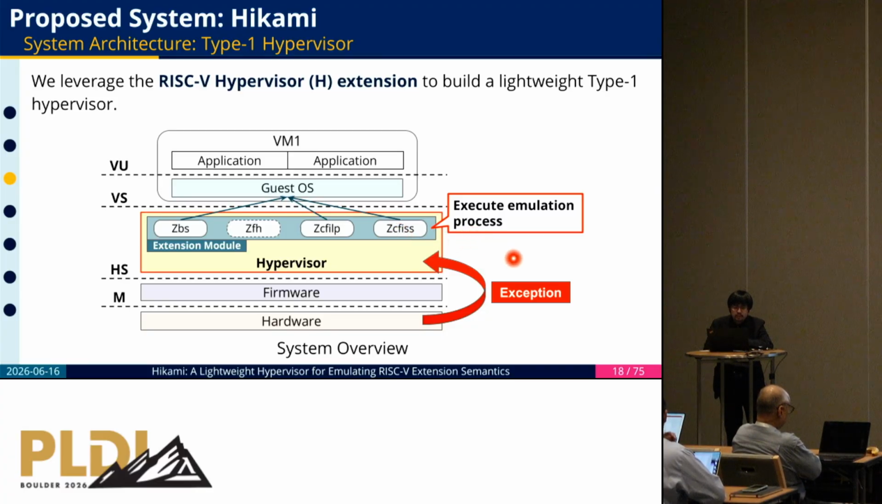Based on this approach, we developed Hikami. Hikami is a lightweight Type 1 hypervisor specifically designed for RISC-V. Our primary design goal was to keep the trusted computing base as small as possible, focusing only on essential functions like memory management and trap handling. This architecture allows the guest OS to run at near-native speed and provides direct access to hardware peripherals, meaning we can use unmodified vendor drivers.